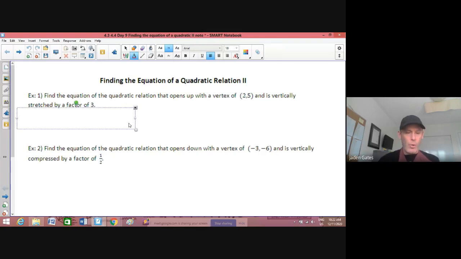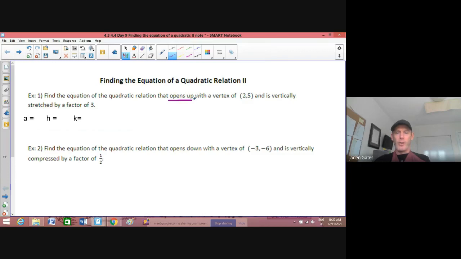If I'm going to find the equation of a parabola, I need these 3 values: A, H, and K. All right, so when I try to do that, first thing here, opens up, plus sign here. Here's my vertex that's been shifted right 2. So that tells me my H value here, and up 5. So there's my K value. And is vertically stretched by a factor of 3.